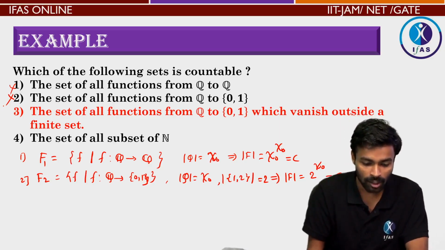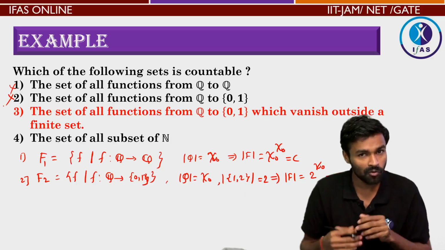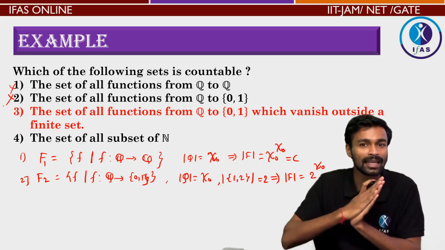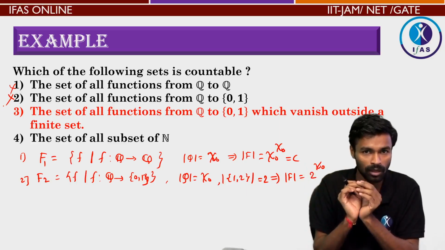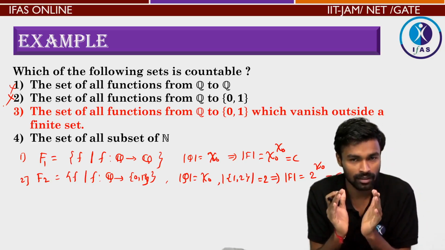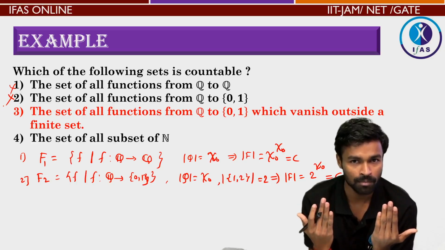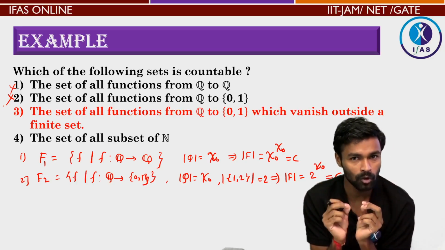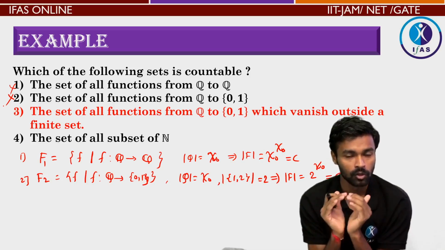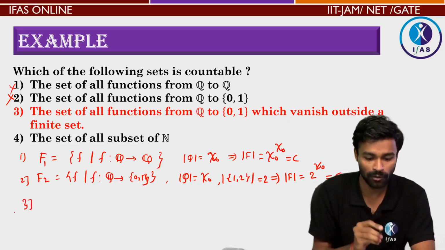The third one, the set of all functions from Q to {0,1} which vanishes outside of a finite set. So outside the finite set, all the infinitely many elements map to 0, and this is true for all finite sets. If we take any finite set, every element outside it maps to 0. So in that case the mapping is a mapping from the finite set to {0,1}.